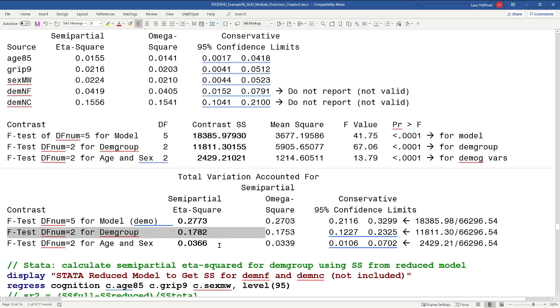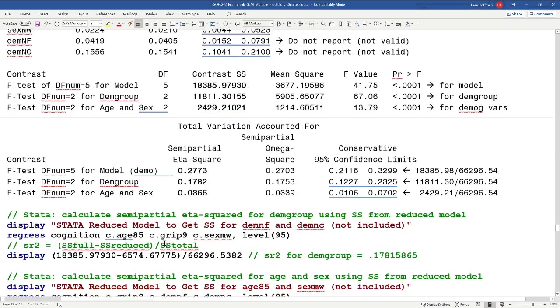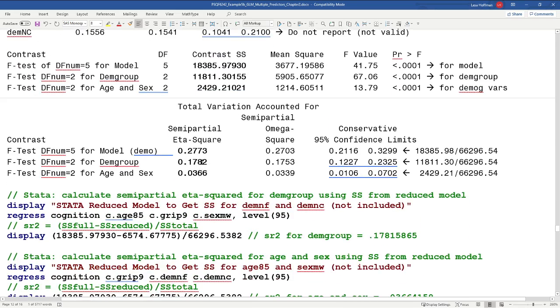It's not a proportion of proportion. I'm trying to word this correctly. 18% of the variance in cognition is attributable to dementia group. We had 28% of the variance total. So a huge chunk of that is due to dementia group specifically. So the total for the model is here. The amount that's due to dementia group is here. The amount that's due to the demographic variables is here, about 4%. And those two variables do have a significant contribution to the model as given by their F-test.